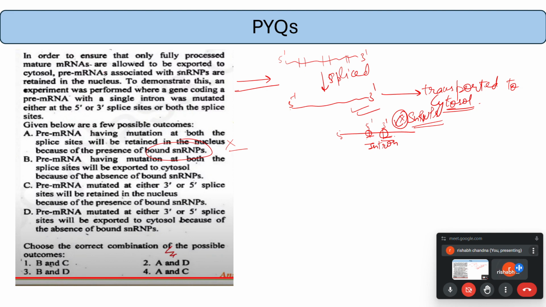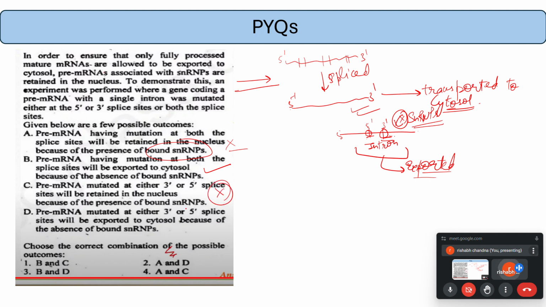Then pre-mRNA having mutation at both the splice sites will be exported to the cytosol because of the absence of bound snRNPs. So yes, this is correct because the snRNPs will not be bound here. If there are no bound snRNPs, then this would be exported out of the nucleus. In the third case, pre-mRNA mutated at either 5 prime or 3 prime splice site will be retained in the nucleus because of the presence of bound snRNP. The same explanation applies, because it will not be able to bind the 3 prime or 5 prime splice site, hence it will be exported. So this is also wrong.